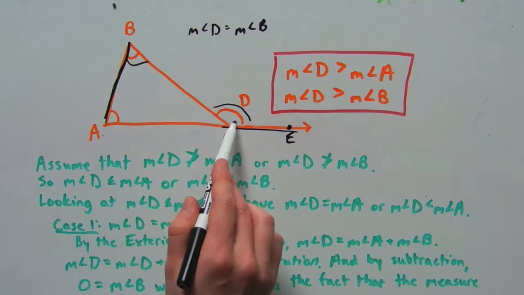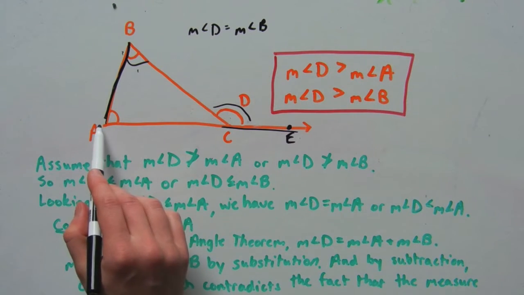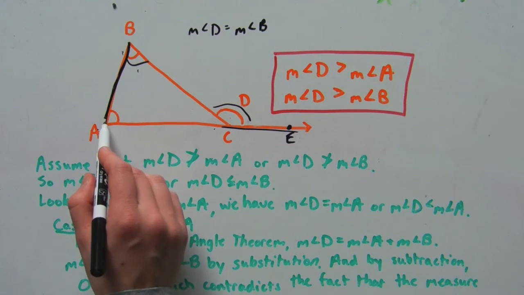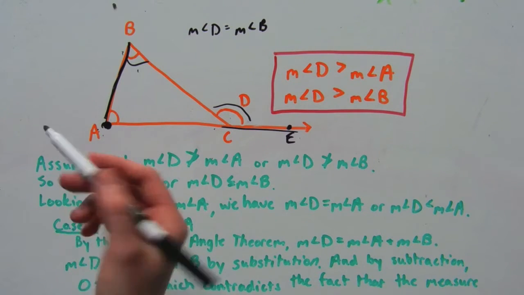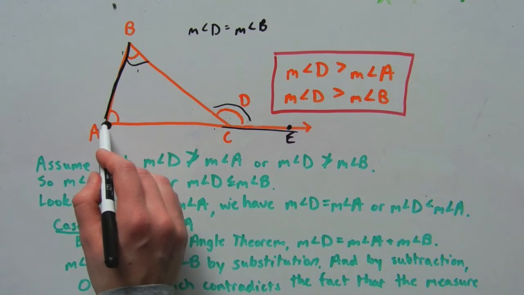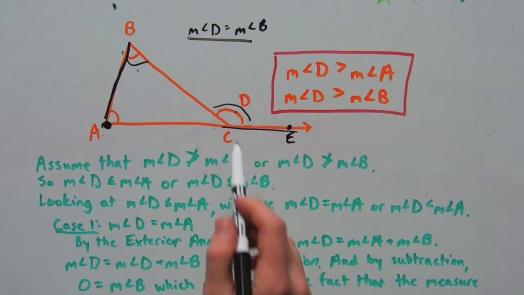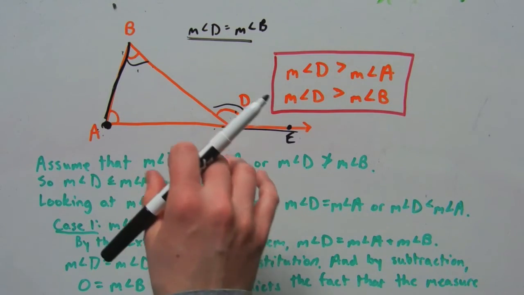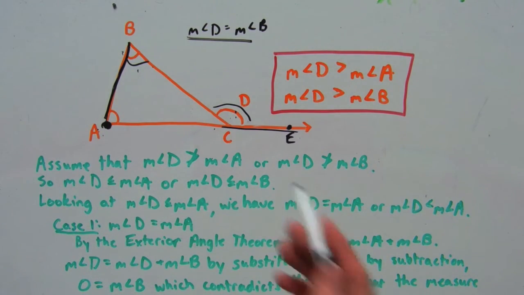Even though we have a transversal and alternate interior angles that are congruent, AB cannot be parallel with CE because they have a common point A. And we know that two parallel lines will never intersect. And that would be one way to contradict that the measure of angle D was equal to the measure of angle B. Just because I proved this theorem one way doesn't mean there's not many other options of how to prove this.